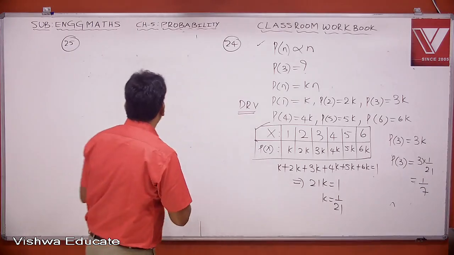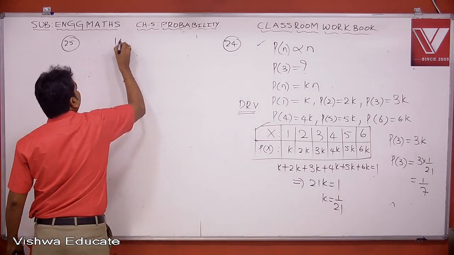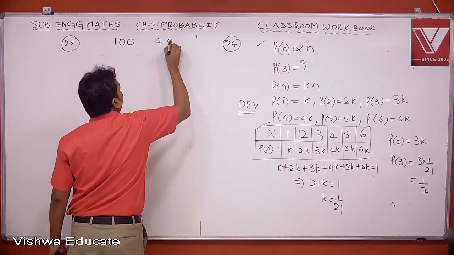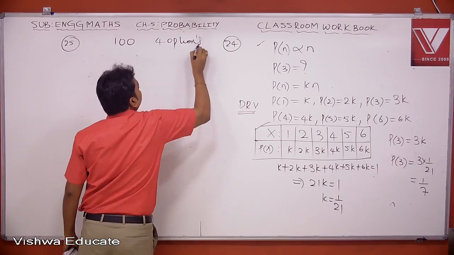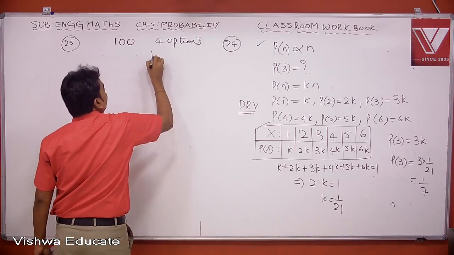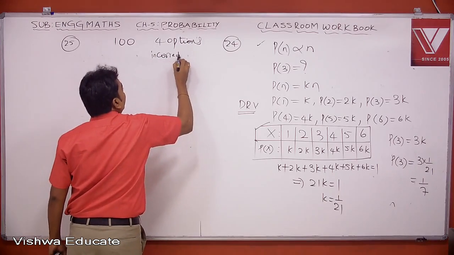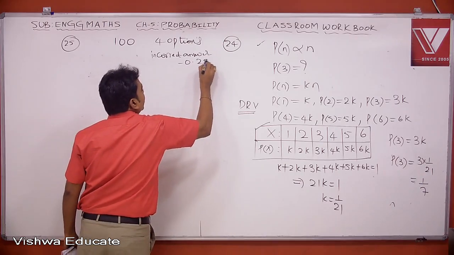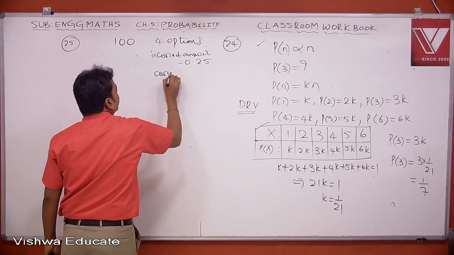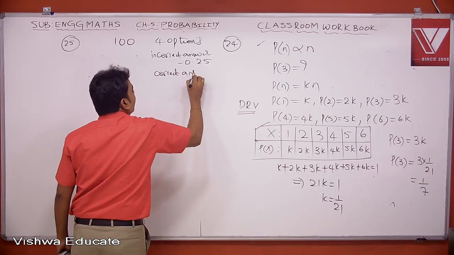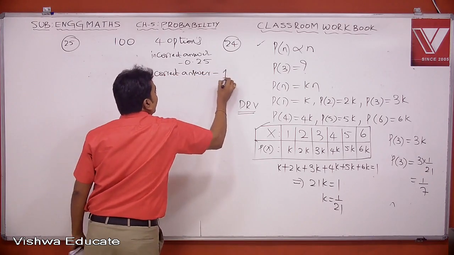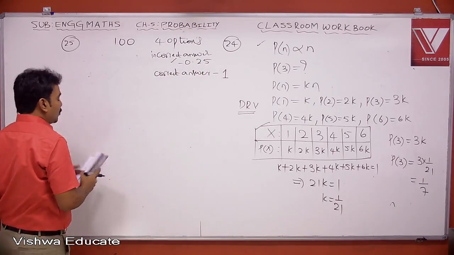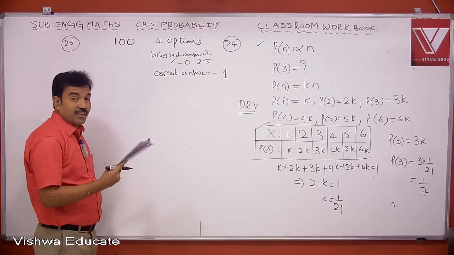So how many students are there? 1000 students are there. How many options? 4 options are there. Each incorrect answer gives minus 0.25 marks and a correct answer gives 1 mark. Each incorrect answer gives minus 0.25. So they were asking sum total expected marks.